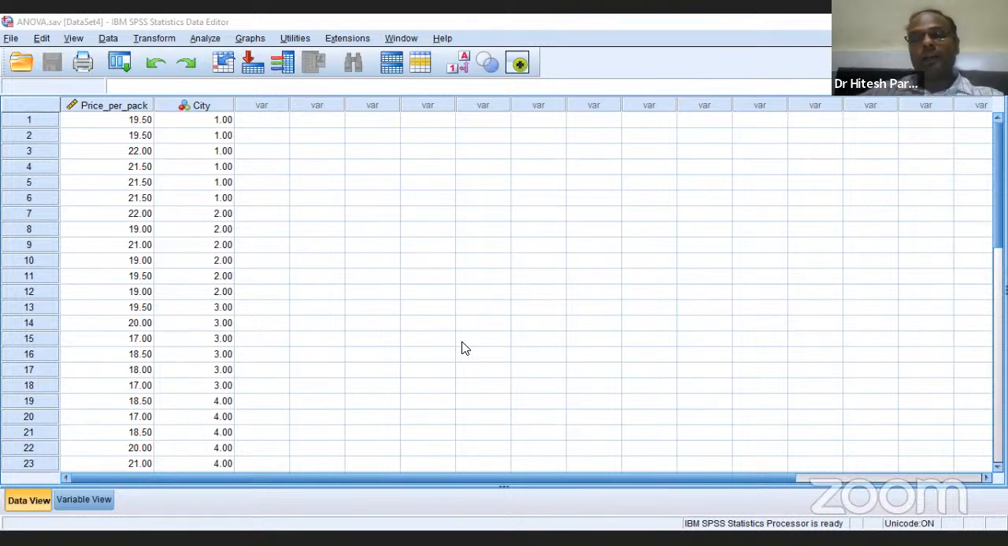And because of that reason, if you need to go for more than 2 groups, then you need to go for ANOVA, one-way ANOVA. Is the application clear? Whenever you want to compare the mean, here also the same mean you are comparing, but more than 2 groups of mean you are comparing.